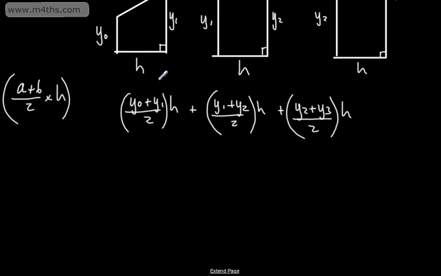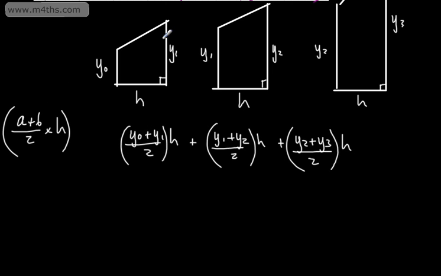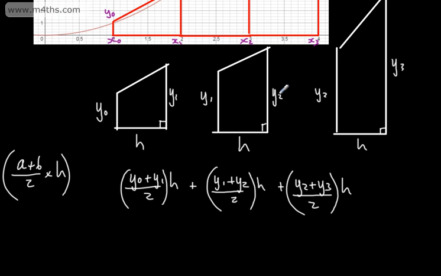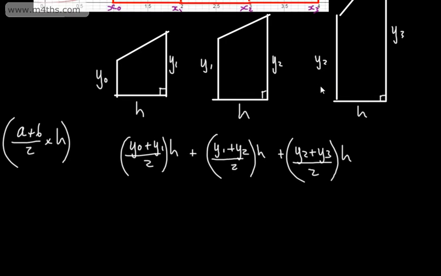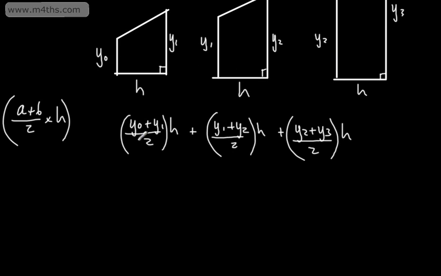You can see what's happening here. We've got this y0 and y3, but everything else appears twice. So y1 is the height of the longer side of this trapezium and also the height of the shorter side of this trapezium. y2 is the longer side of this one and the shorter side of this one. So if we look at what we could do here, we could take this out.